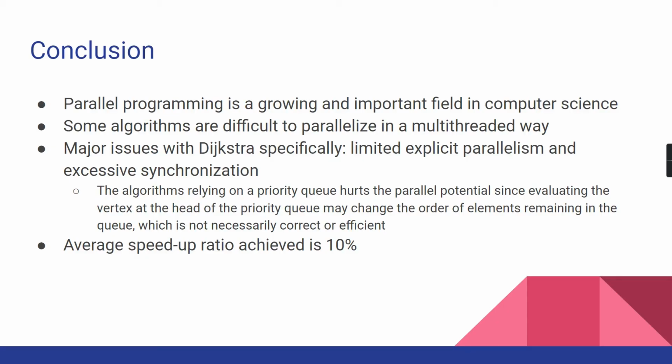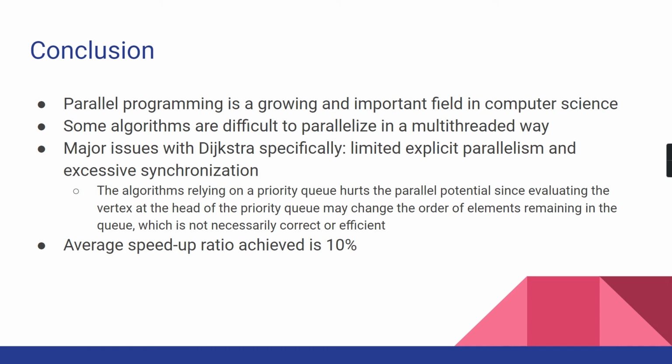So in conclusion, parallel programming is a growing and important field in computer science, not one that will be going away anytime soon. Probably one that we will just keep working more with and needing to expand into. Some algorithms may just be difficult to parallelize in a multi-threaded way, and an example of these may be Dijkstra's specifically. Some major issues with it are the limited explicit parallelism and the excessive need for synchronization, especially in an implementation such as the one used, relying on a priority queue, since that hurts the parallel potential.